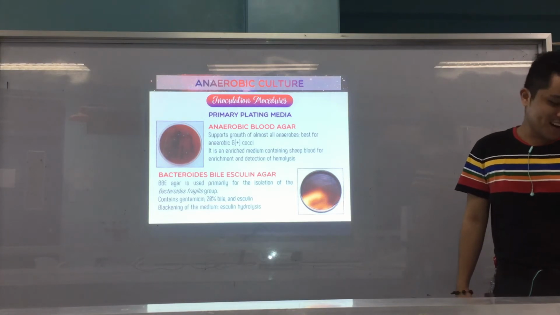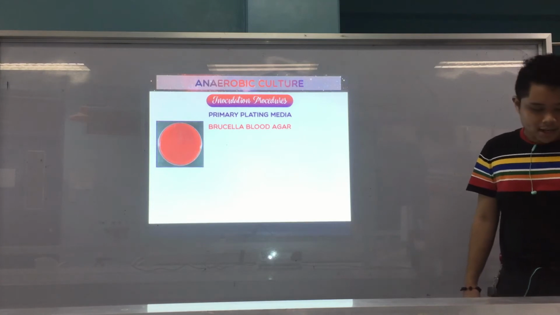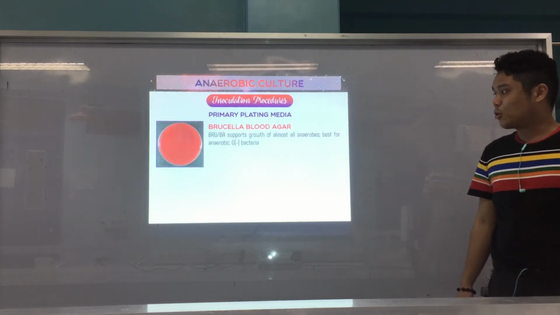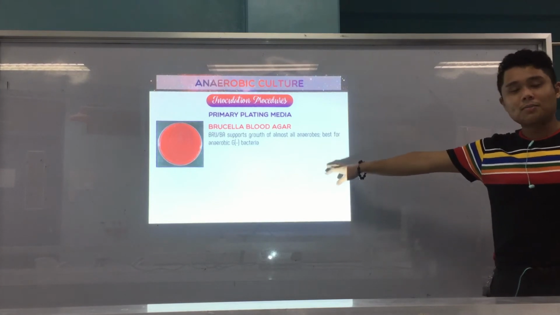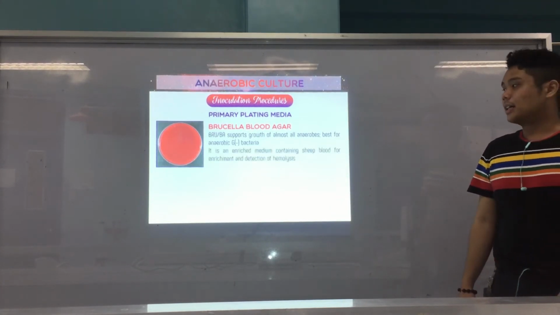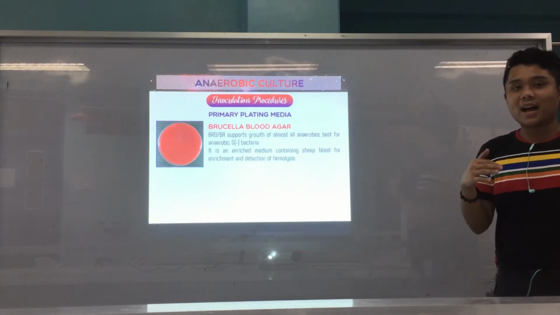Next, we have your Brucella blood agar. Still the same blood agar that supports the growth of almost all anaerobes, and it's suitable for anaerobic gram-negative bacteria. Actually, it's the same as the anaerobic blood agar.